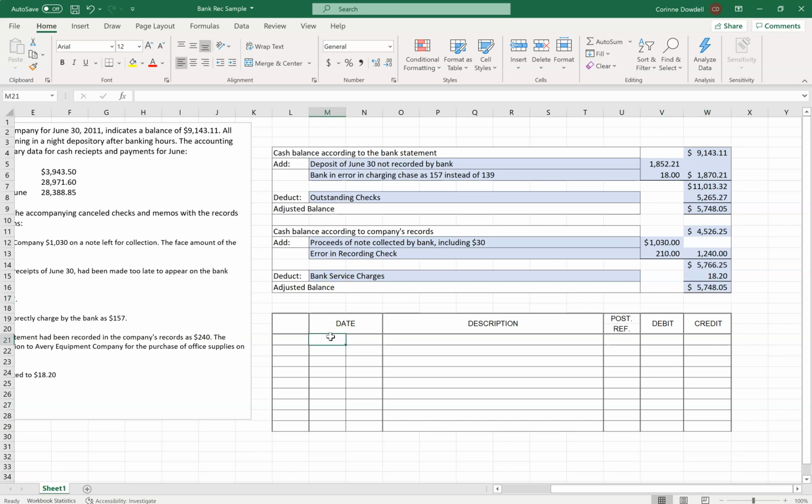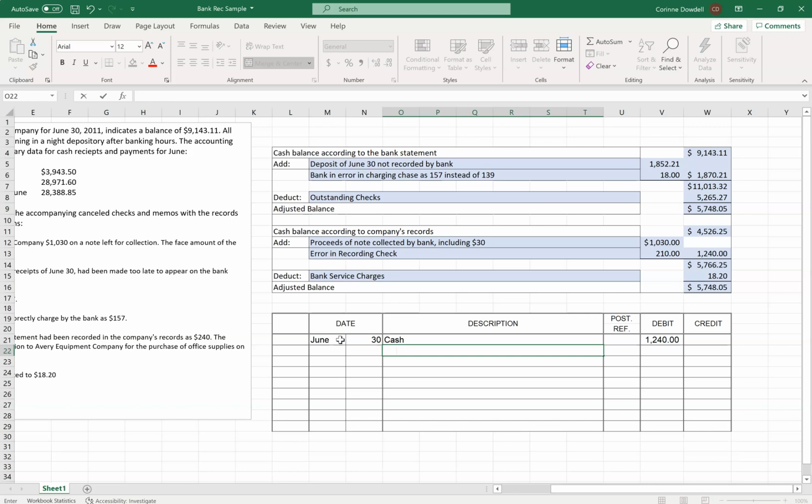So the first one is going to be for all of the cash that we received. We have two cash adds that we got here, so we need to account for this. On June 30th, we have a debit to cash in the amount of $1,240, because that's how much the bank said we had that we were unaware of. And then we do all of the credits, the other accounts that were affected.